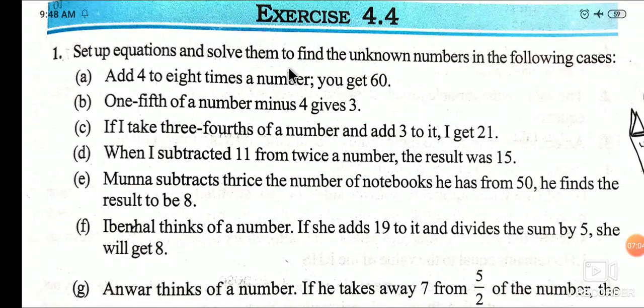Set up equations and solve them to find the unknown number in the following cases. So in these cases we should find the value of the unknown number. Unknown number means that is a variable, a small letter alphabet we should use to indicate the unknown number. So first we have to set up an equation using this sentence, that is, we have to construct the equation using this sentence. And the next step is we have to find the value of the unknown variable.